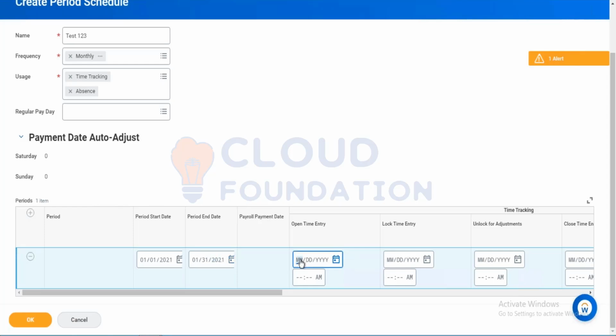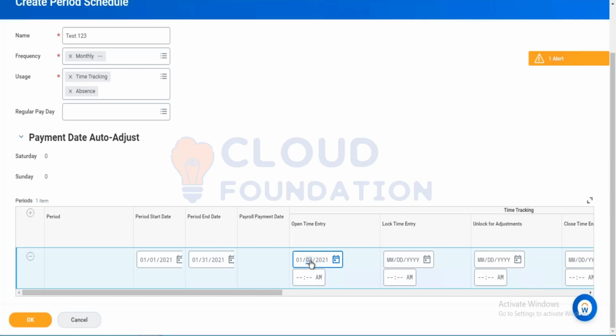If I make it 01/02/2021, which is 2nd of January, what will happen from the 2nd of January? From the 2nd of January, employees will be able to enter the time from 1st of January 2021 to 31st of January 2021. Is that confusing? No, it's clear actually, I understand. It is the range. Like from this range, they will be able to enter.